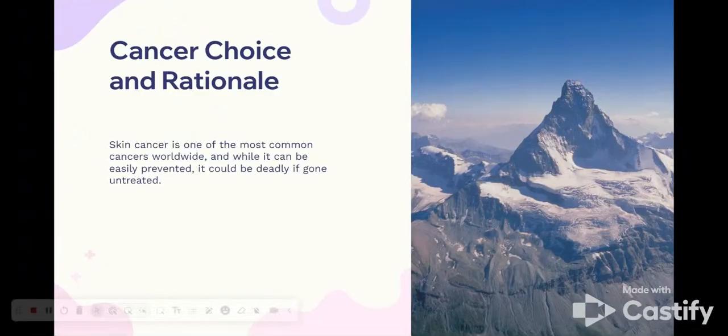The cancer choice and rationale. I selected skin cancer as the cancer I wanted to research because skin cancer is the most common type of cancer, affecting millions of people globally each year, regardless of age, skin tone, or background. While basal cell carcinoma, BCC, and squamous cell carcinoma, SCC, are the most common and usually less deadly, these are non-melanoma skin cancers. Melanoma skin cancer, which makes up 1% of the total skin cancer cases, is far more dangerous and can spread rapidly to other organs if not detected early. The high incidence makes skin cancer a significant public health concern.